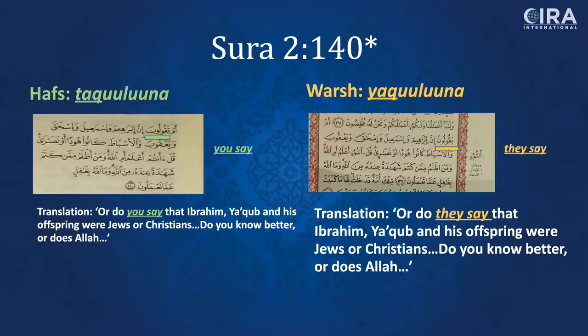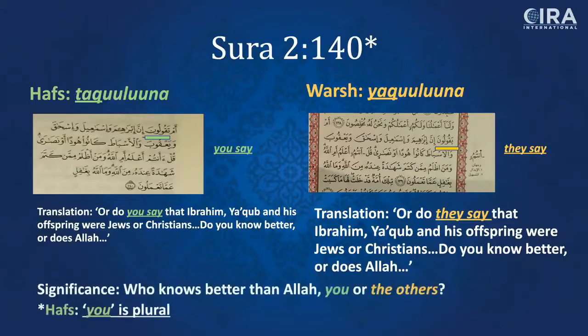So here is the English. It's very clear. One is saying, you say, which is second person. The other is saying, they say, which is third person. Don't tell me it's revealed from heaven in both ways. There is a huge difference here between who is being referenced. And remember, on the left, in Hafs, the you is plural, which is fascinating because that in and of itself would be a difficulty as to which you you are talking about here.